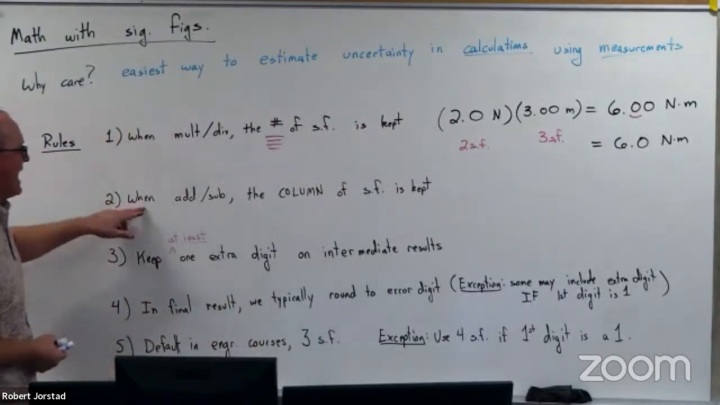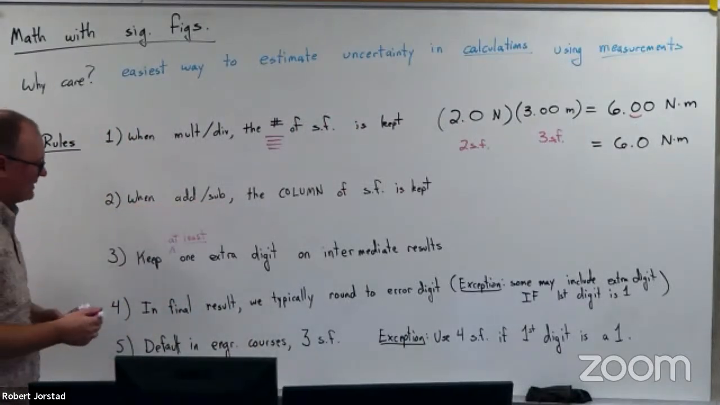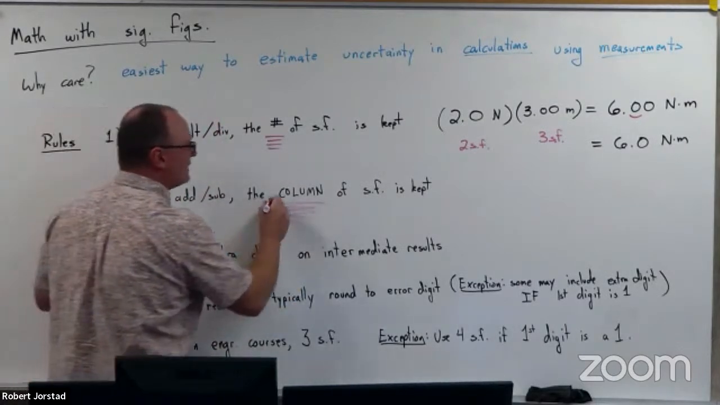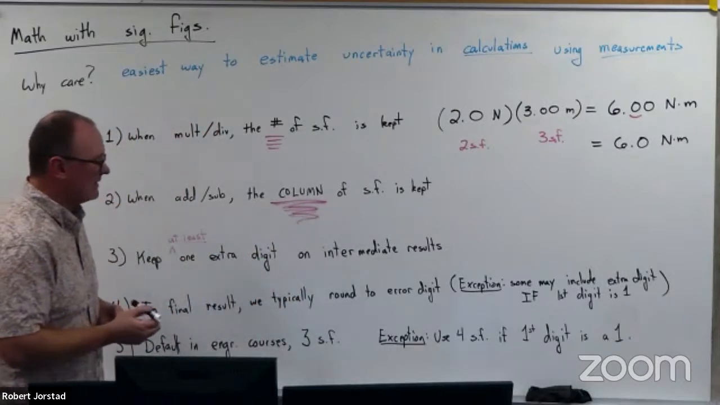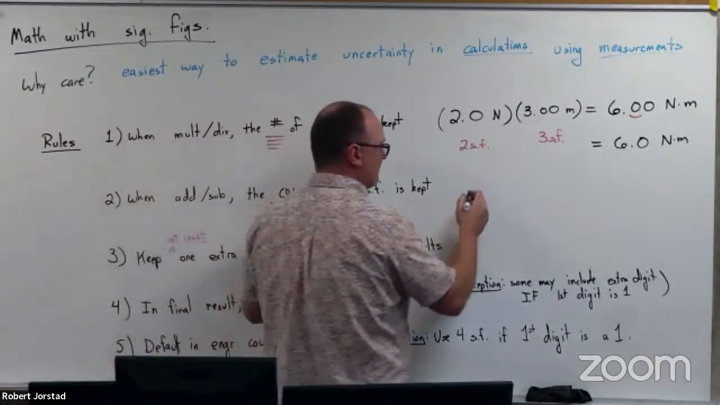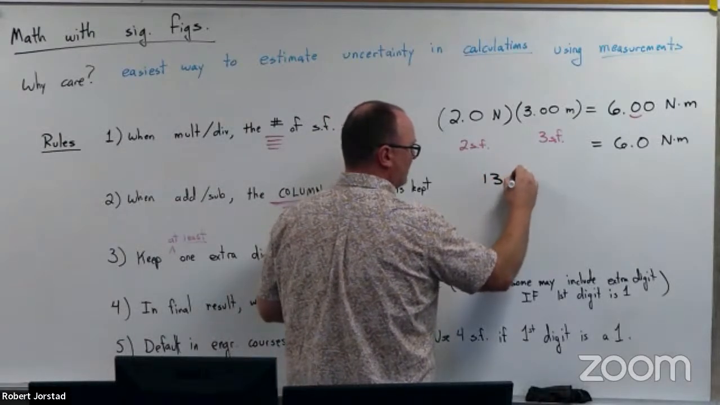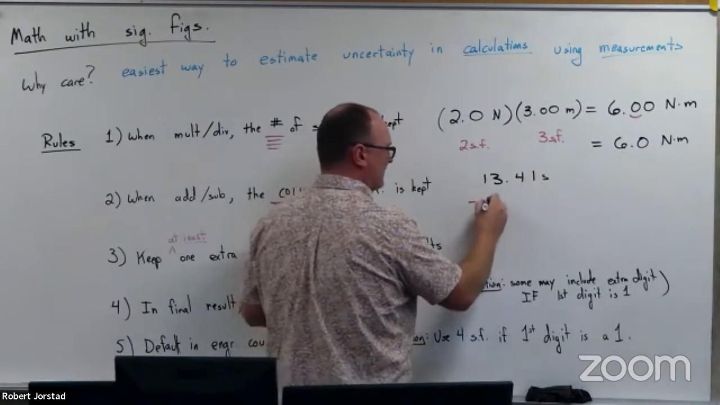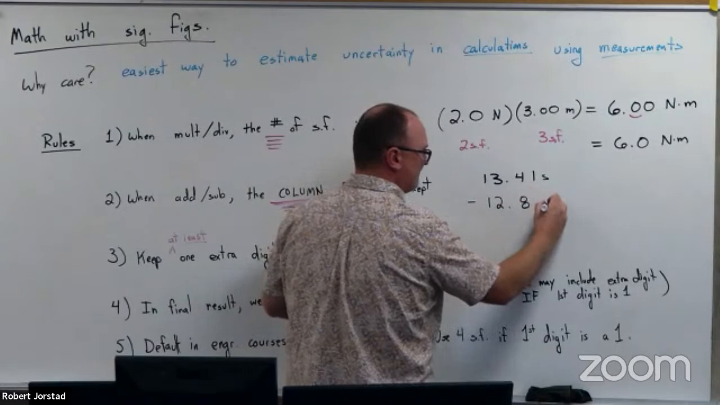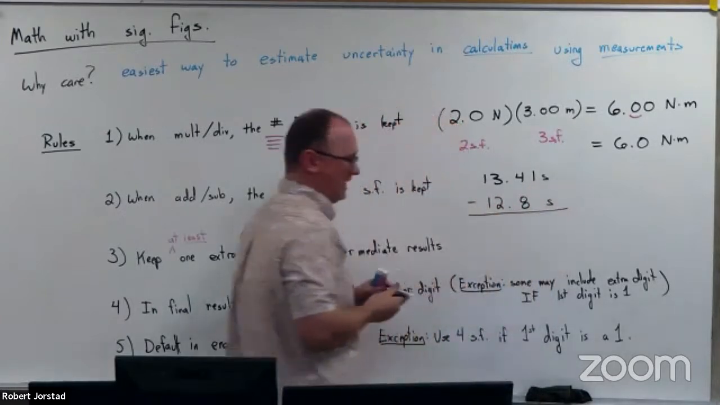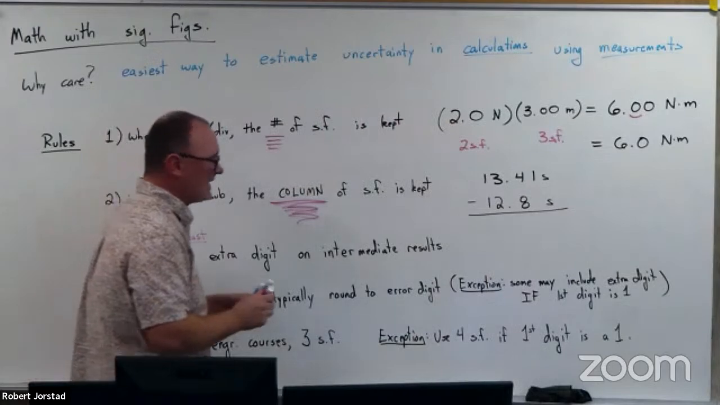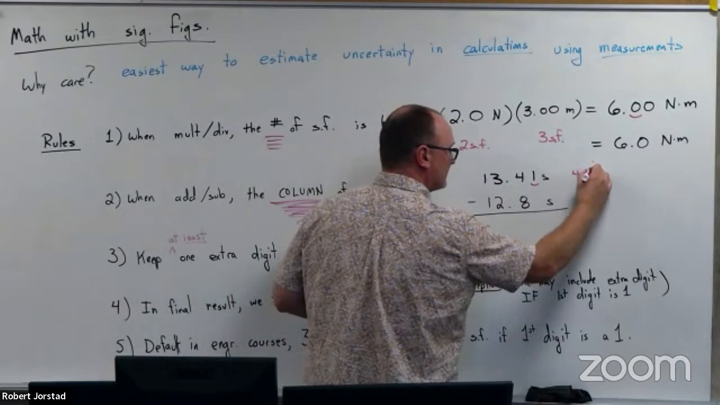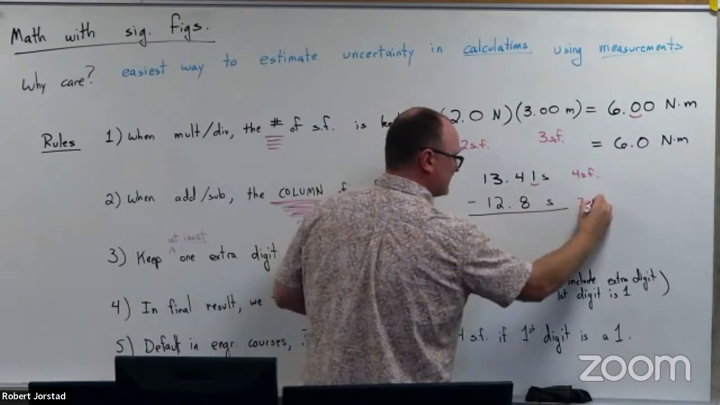All right, when you add or subtract, this is the rule people usually forget. The column of sig figs is kept. And here's where things get really sneaky. Let's say we had 13.41 seconds, and I'm going to subtract 12.8 seconds. In this case, let's look at the number of sig figs. This one has 4 sig figs. This one has 3 sig figs.